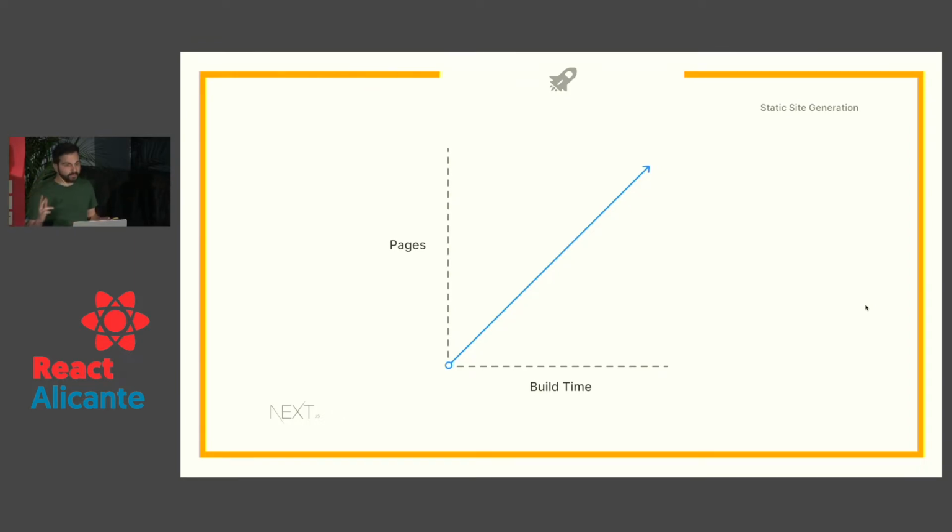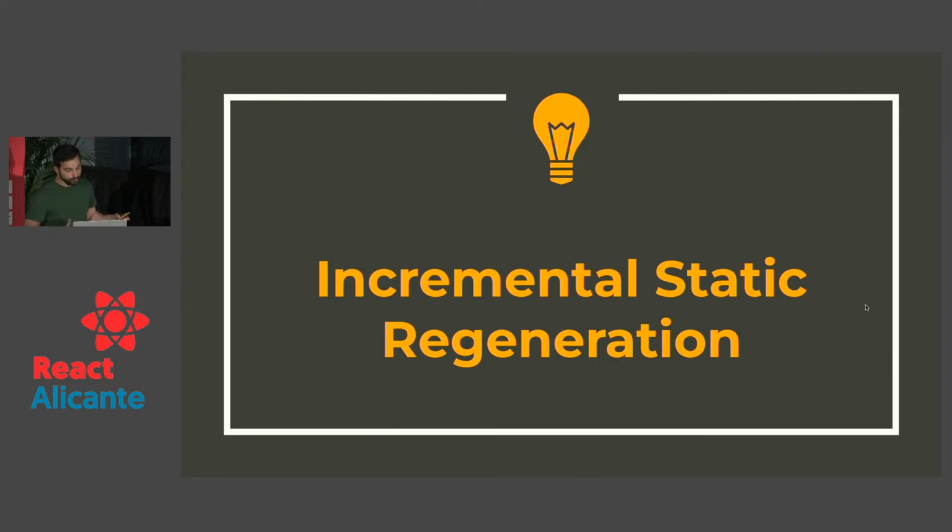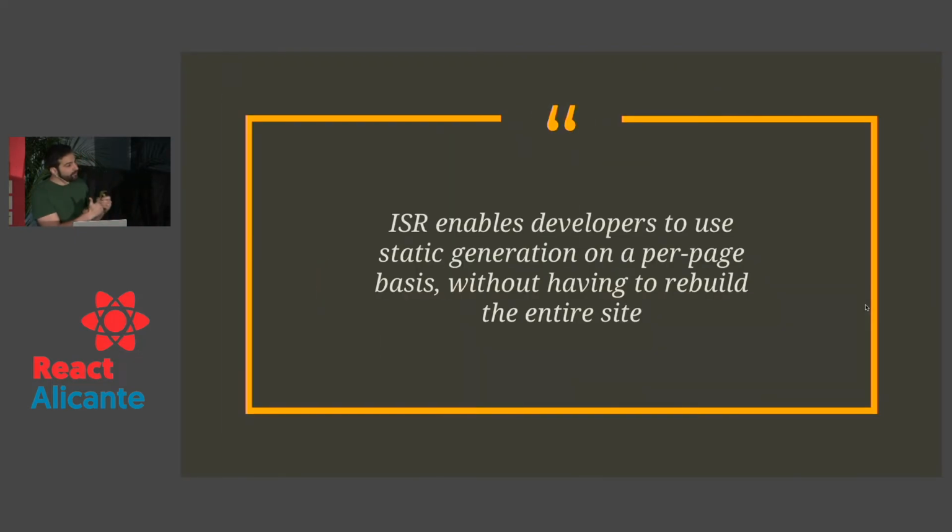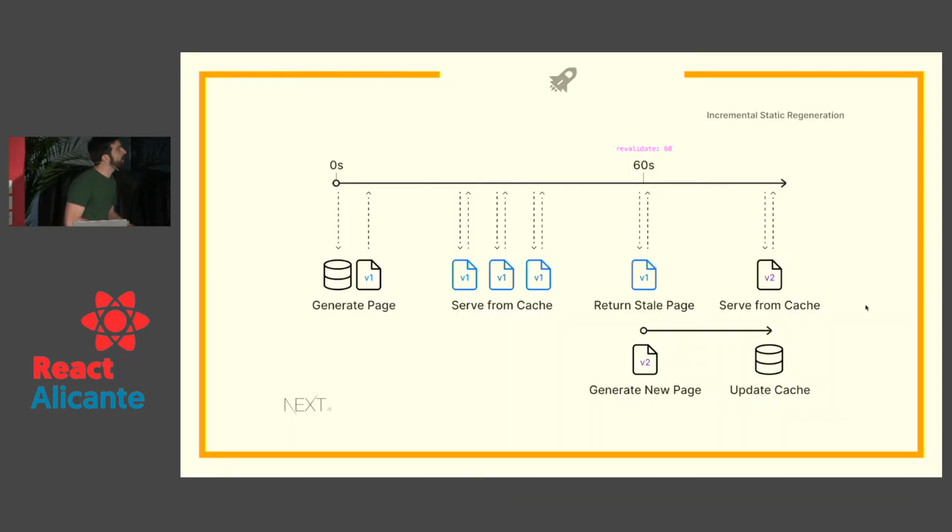So having that in mind, Next.js developed a new feature called Incremental Static Regeneration that enables the developers to use static site generation on a per page basis. So we don't have to build the entire website. We can define some kind of cache system for the different pages, and whenever we want to generate the static version of a page, we can do that in the background while we are offering the static version of the page to the different users and visitors of my website.